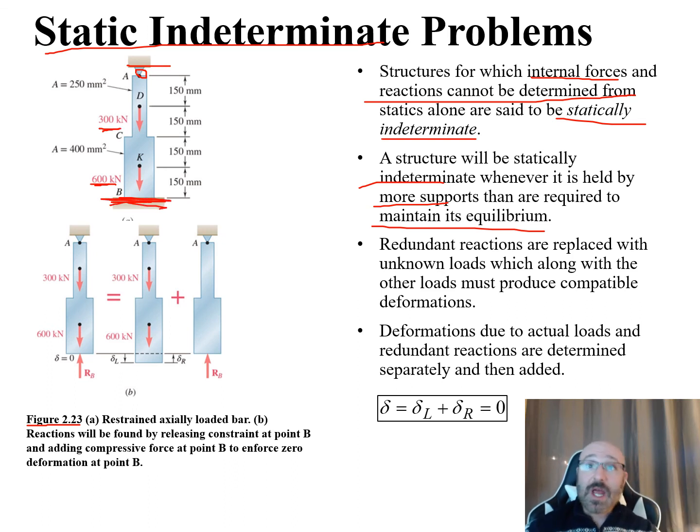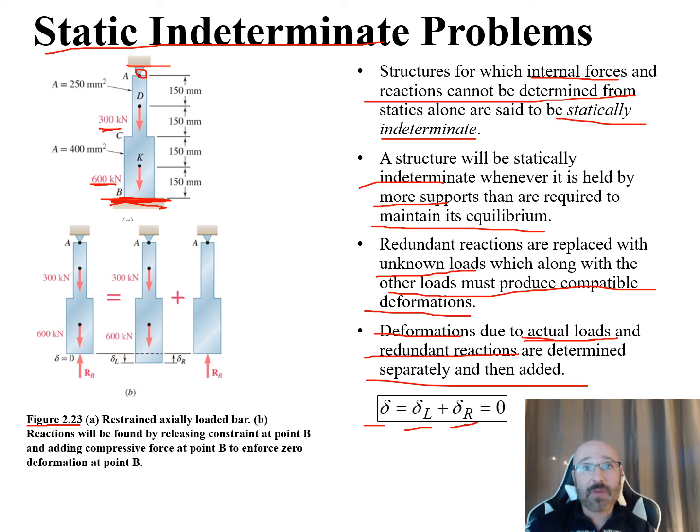So redundant reactions are going to be replaced with unknown loads, which along with the other loads that we see there must produce compatible deformations. So these deformations due to the actual loads and the redundant loads are determined separately and then added together. So the deformations from the actual loads right here is what we're considering our delta L, and the deformations from the redundant loads over here is what we're considering our delta R.